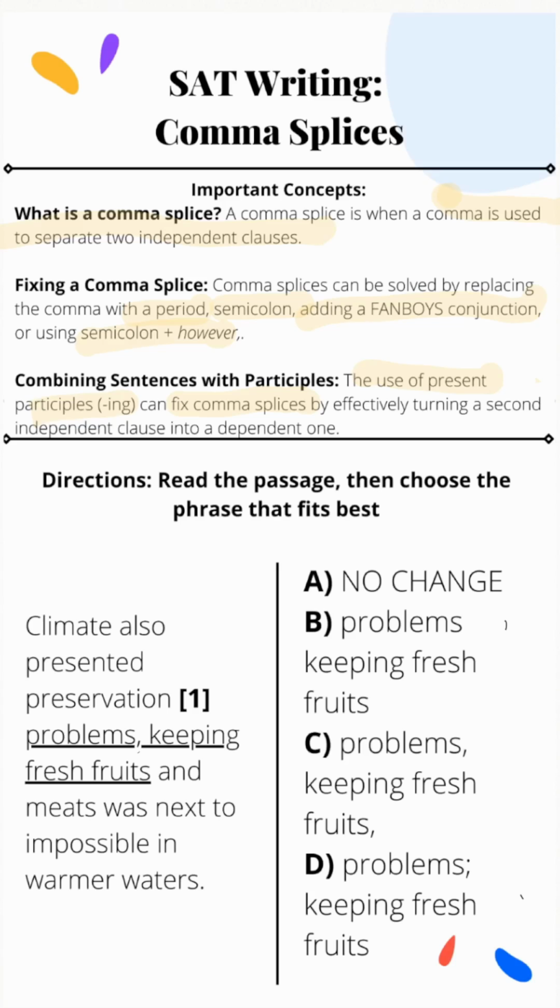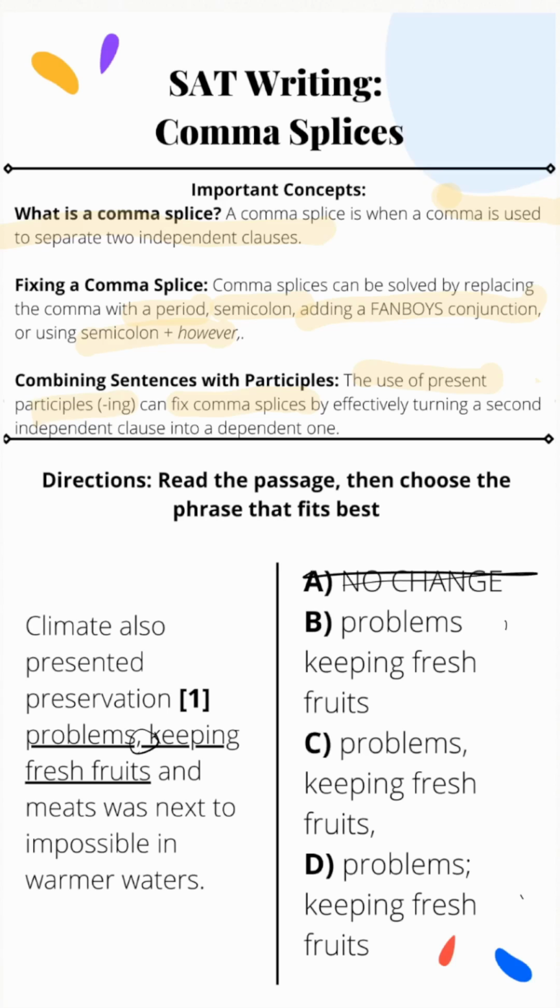So let's look at our practice problem to figure things out. Climate also presented preservation problems. Keeping fresh fruits and meats was next to impossible in warmer waters. So right here we can see that there's a pretty obvious comma splice. Climate also presented preservation problems, and keeping fresh fruits and meats was next to impossible. Both of these are independent sentences that can stand on their own, so we're going to need something different than a comma there. No change is not going to work out for us.